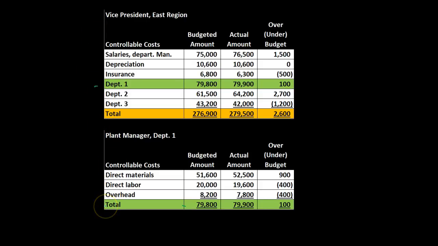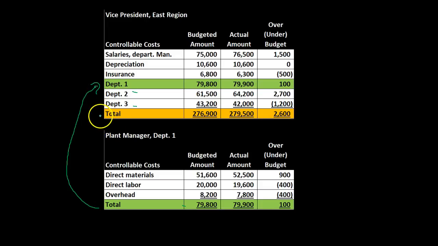So if we were then the Department 1, we report here and say, here's our report. This is our summary information. The vice president for the East region has the report that shows that in summary, as well as the other departments that they're in charge of, and then the other costs that they have control over, the salaries for the department management, depreciation, and insurance.